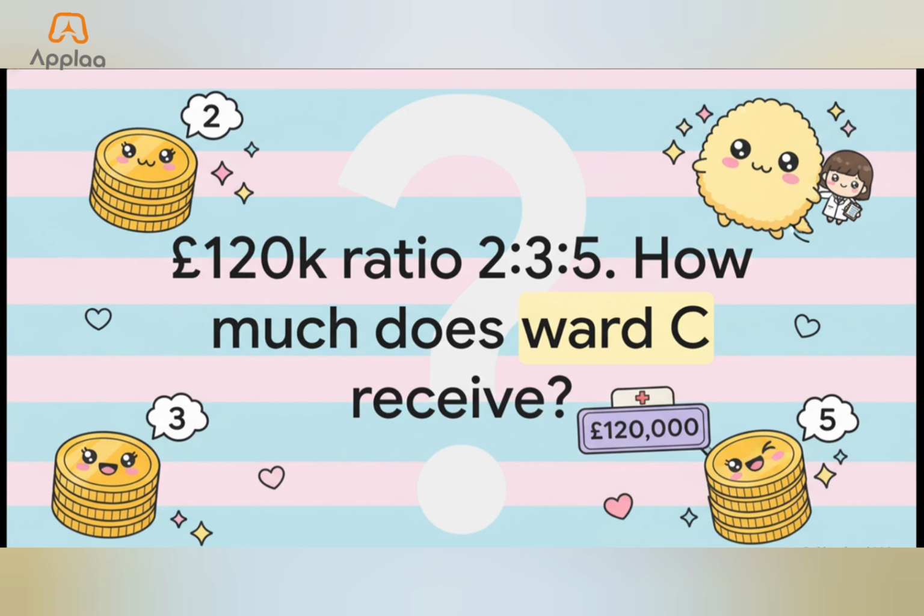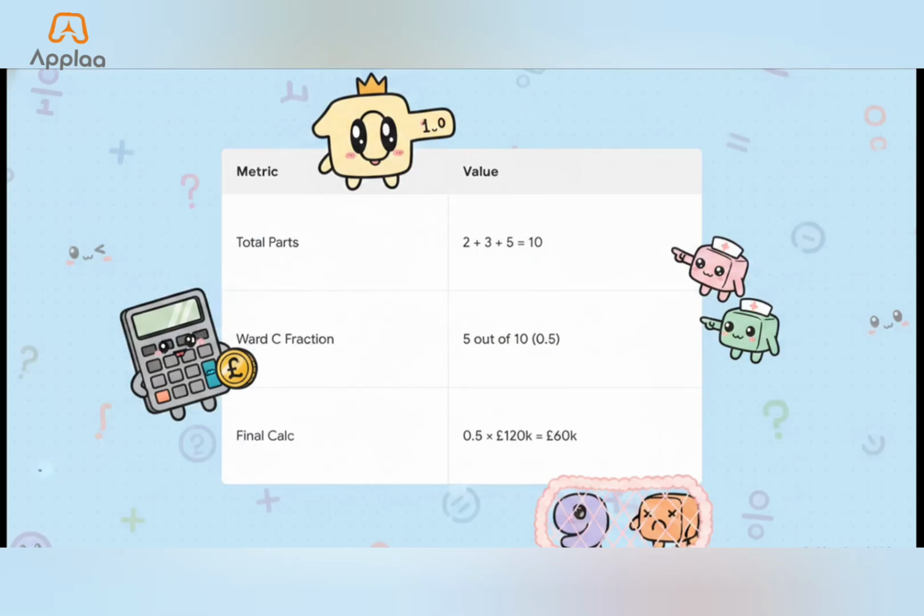Here's a scaling question with 3 parts. A hospital budget of £120,000 is divided between 3 wards in the ratio 2 to 3 to 5. How much does ward C receive? Remember the rule we literally just talked about and apply it here. Let's see how the math builds out.